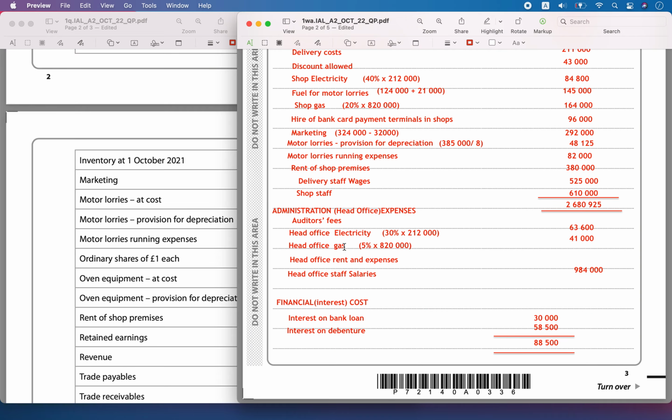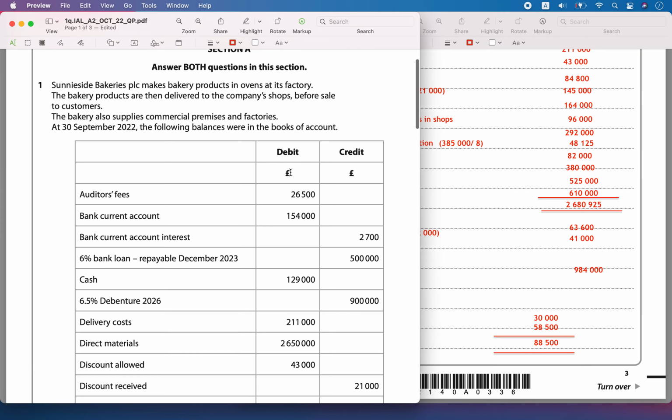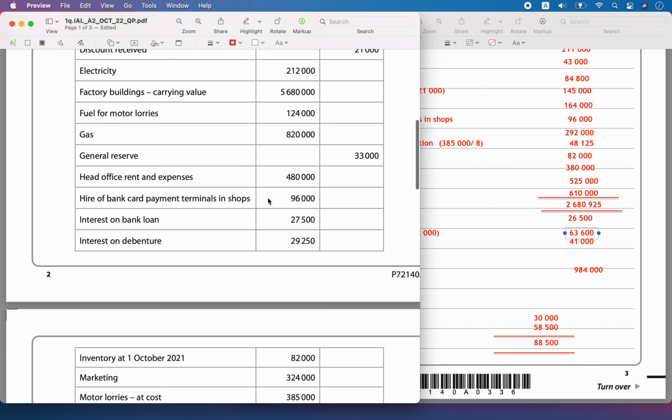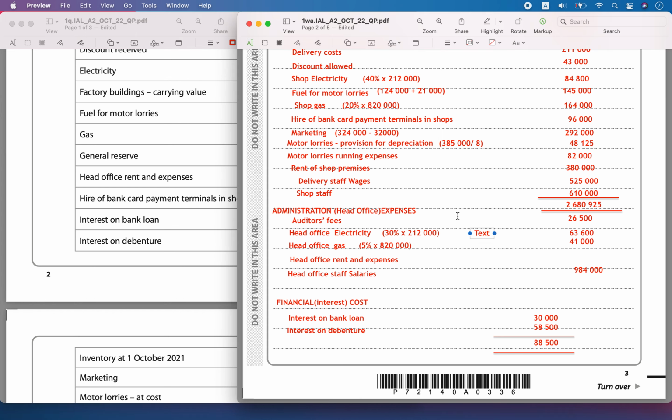Then let's calculate the administration expenses. The first one is the auditor's fees. It is 26,500. So let's write it here. Then head office gas and electricity has been calculated. Head office rent and expenses, it is 480,000. So let's include that, and you have the salaries.